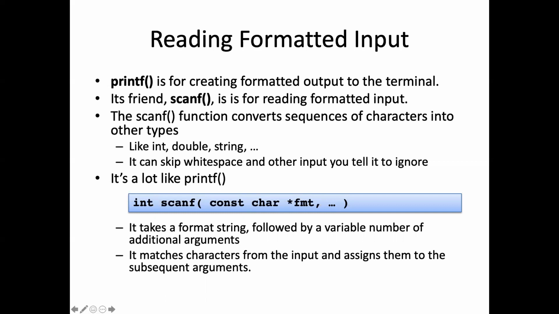And the return value, you can see it returns int. That says how many things it successfully read. So if you say read an int followed by a float, and it's able to successfully read both of those, it'll return a 2, saying I've successfully read both of the things you asked me to. If it just reads one of them successfully, it'll return a 1. And I've got some examples of that in a moment.